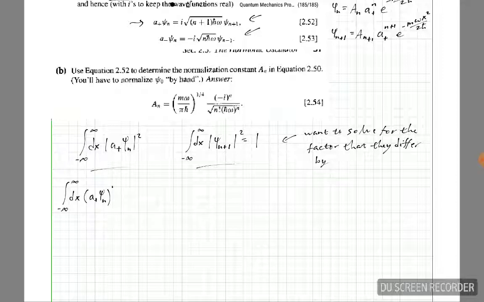So we have our complex conjugate times this guy. Now I am going to just write this one out. So this is what our ladder operators look like.